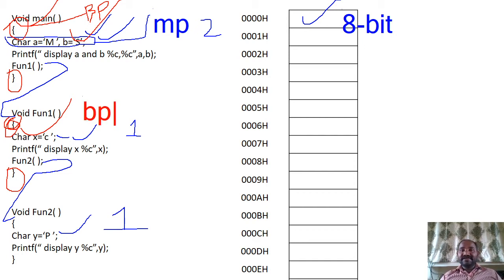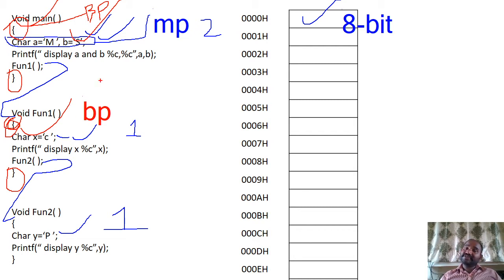For every subprogram we have a stack area which is continuous. But in order to differentiate from where exactly the stack is allocated for the main function, for function one, and for function two, that is going to be shown by the BP register.